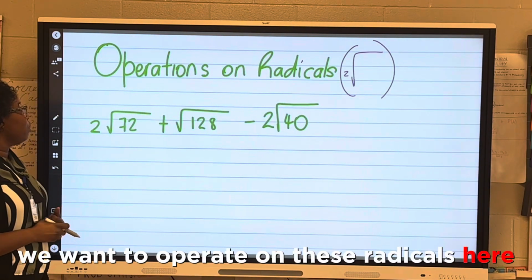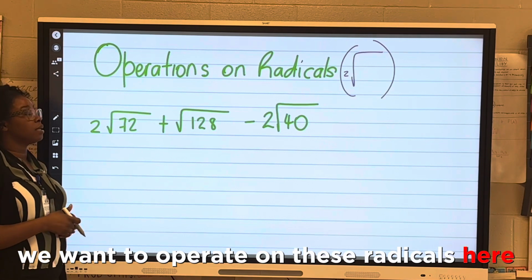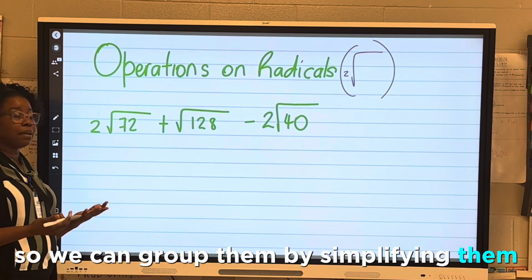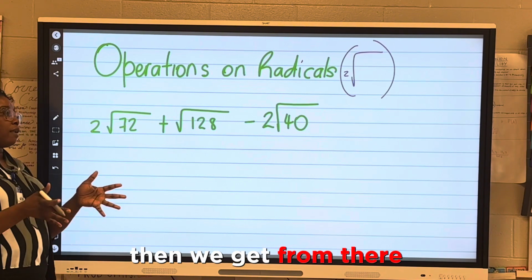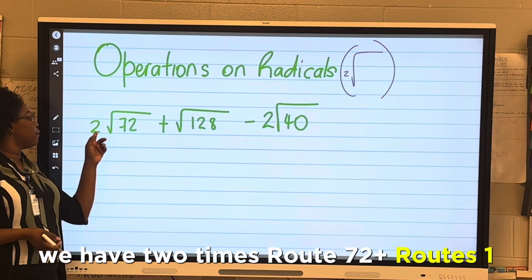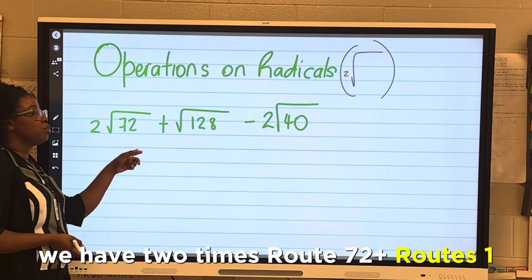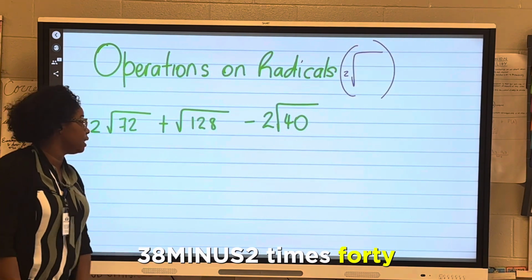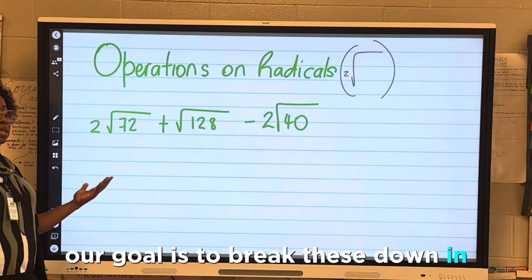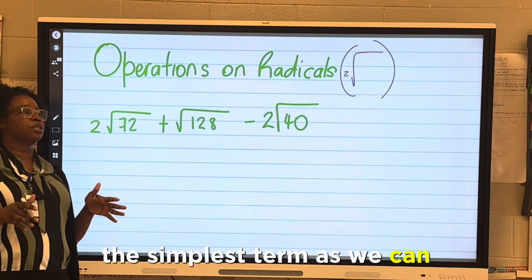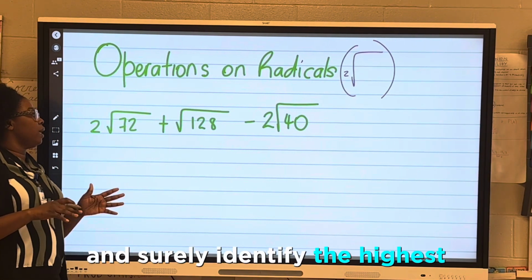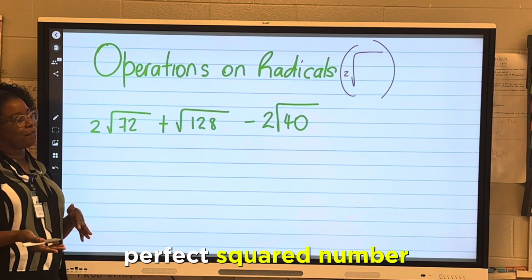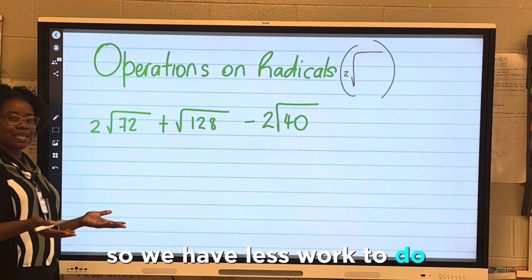So right here, we want to operate on these radicals. They're adding and subtracting, so we can group them by simplifying them first. We have 2 times root 72 plus root 128 minus 2 times root 40. Our goal is to break these down into the simplest terms we can, ensuring we identify the highest perfect square number so we have less work to do.